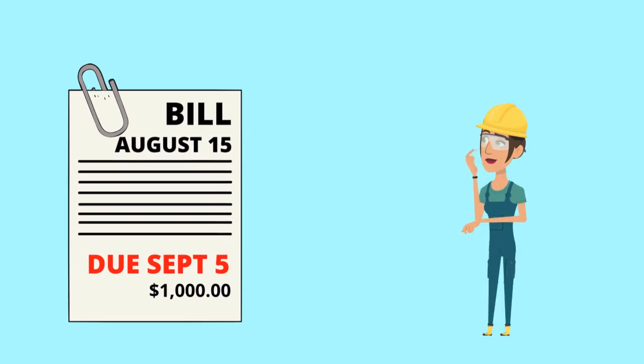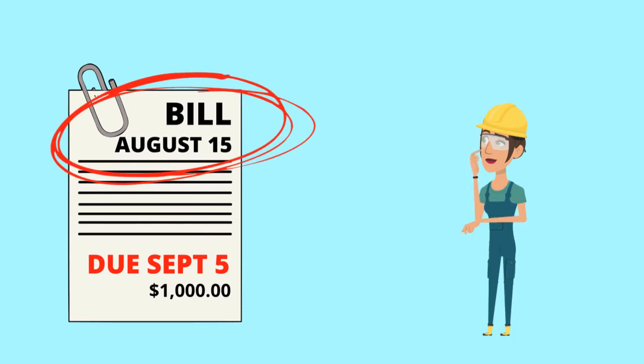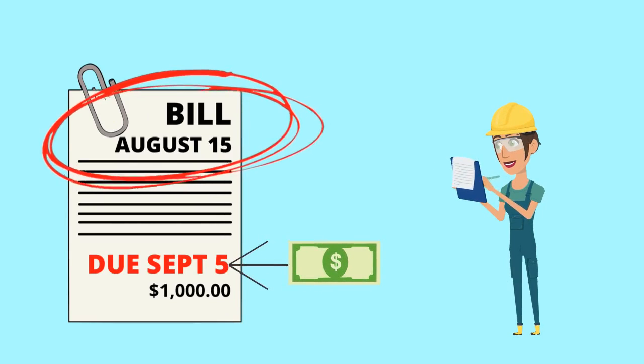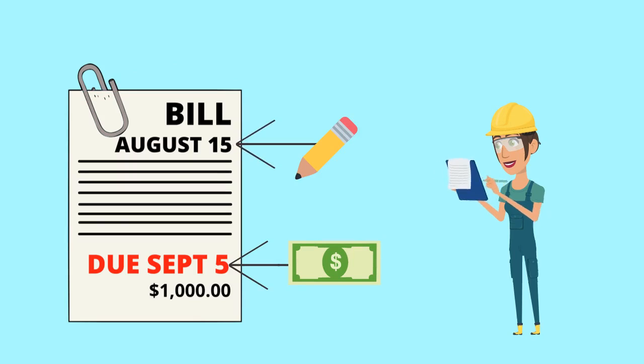Accrual basis means that you record the transaction when it occurs. So in the same example, you received the bill on August 15th, but it's not due until September 5th. Even though the cash will not leave your bank account until September 5th, you record the transaction on the day you received the bill, August 15th.